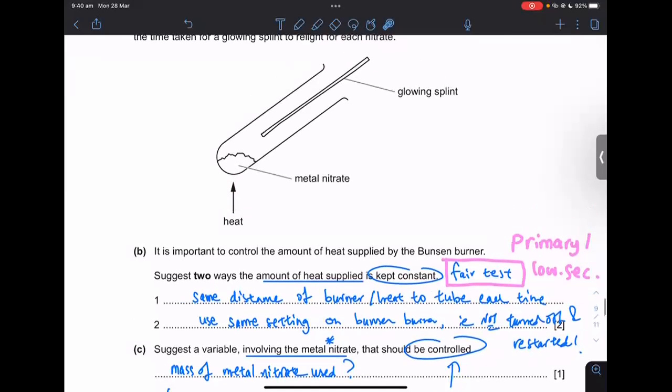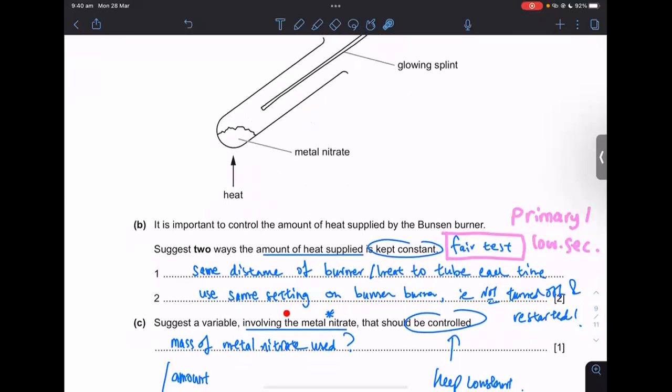So perhaps you can clamp this on a retort stand so you don't change the position at all. You use the same Bunsen burner with the same setting. So same setting means you do not change the gas flow. You do not open or close the air hole. You do not turn it off and turn it on again. You just basically use the exact same setting.